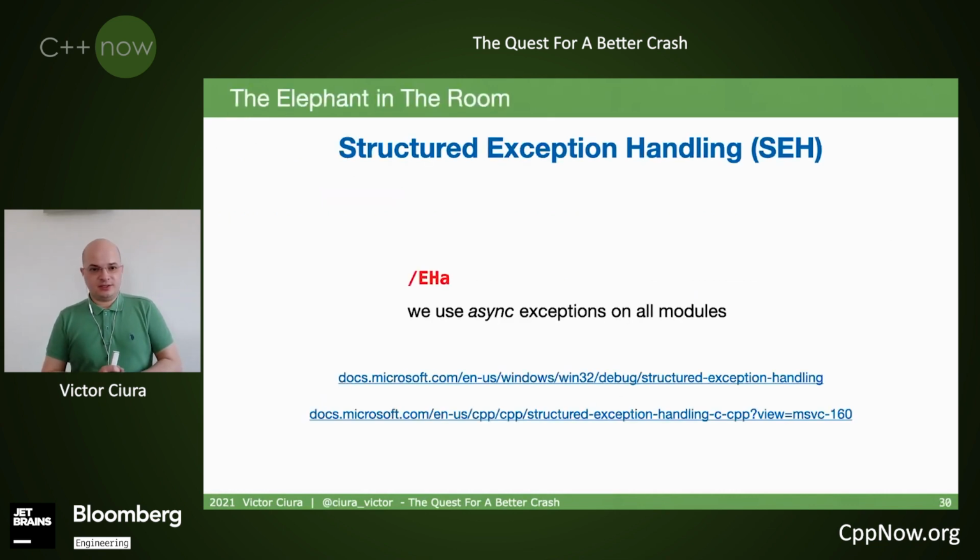How it works is interesting, but we have to make a quick aside and talk about structured exception handling, because if we don't address the elephant in the room, it's going to get really complicated. I know this is not a popular opinion, but lots of Windows applications use async exceptions. For example, we use async exceptions on all our modules, and for good reason. I'll explain a bit why. Lots of Windows applications have to use structured exception handling. If you want to learn more about this, it's a very interesting topic.